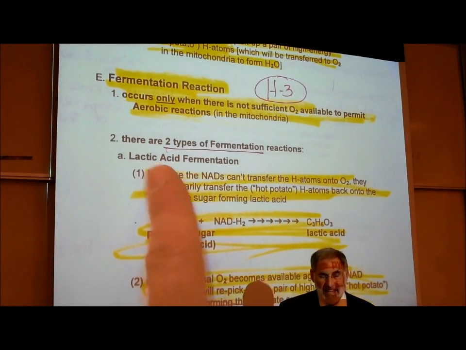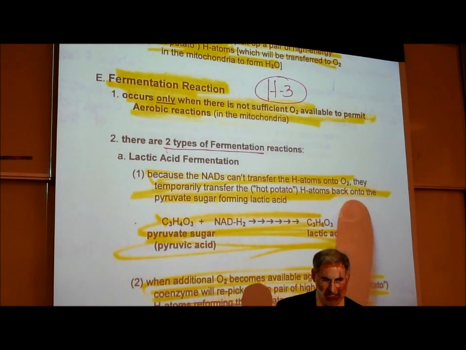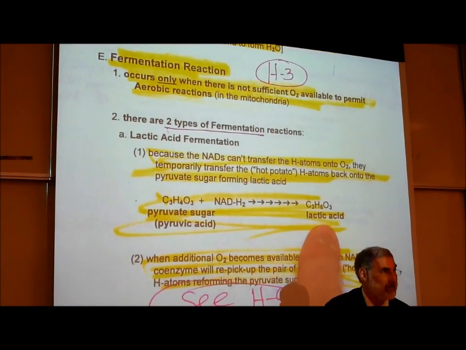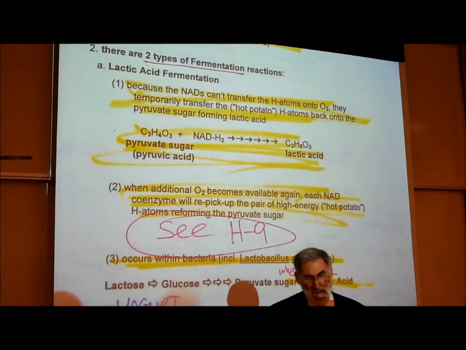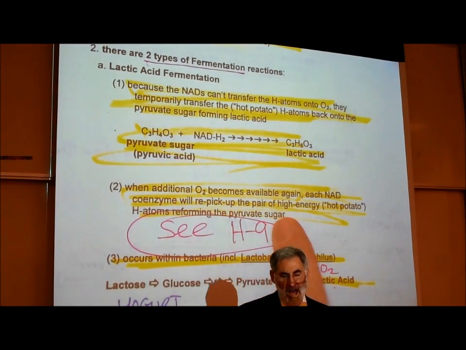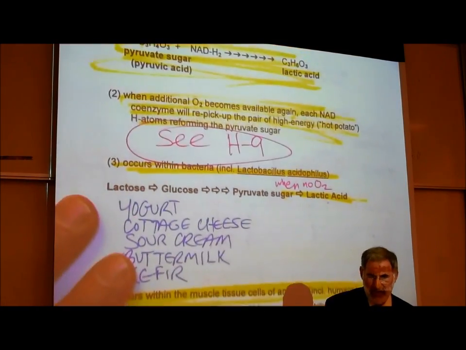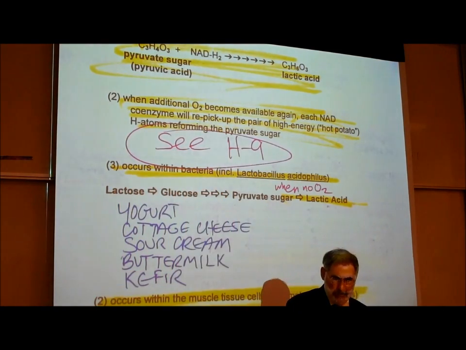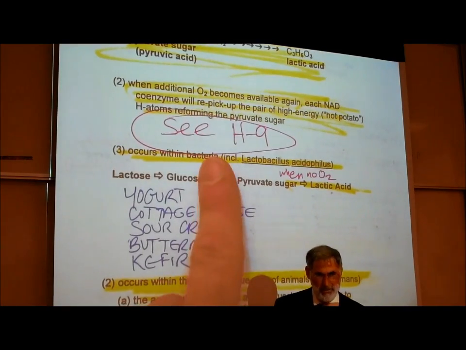Now, in the lactic acid fermentation, we wrote, this is where, because the NADs can't transfer the hydrogens onto oxygen, they temporarily transfer these hot potato hydrogens right back onto the pyruvate sugar, forming lactic acid. Exactly as we showed you in the diagram on the top of H9. And we wrote, when additional oxygen becomes available again, each NAD coenzyme will re-pick up that pair of hot potato hydrogens, reforming pyruvate sugar. Now, in which living things does lactic acid fermentation occur? We wrote that this occurs in bacteria, and at the bottom we also wrote that it occurs in muscle cells of animals, including humans. Let's first talk about bacteria.